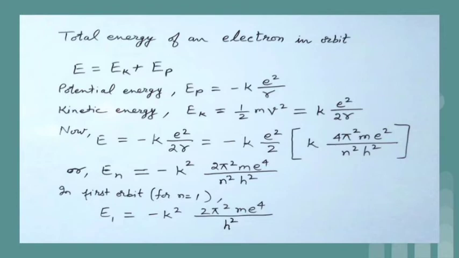For the electron in the first orbit, for which n is equal to 1, E1 is equal to minus k square into 2 pi square m e to the power 4 by h square. This is the energy of the electron in the innermost orbit, and this is called the ground state energy. This is the least energy possessed by the electron revolving around the nucleus. The other states with higher energies are called excited states.